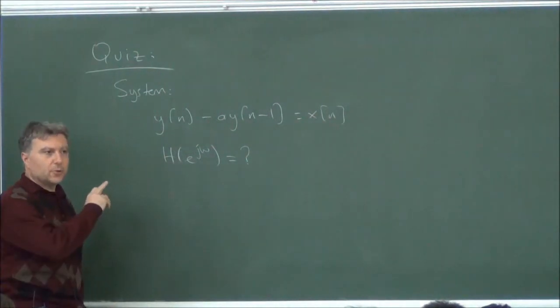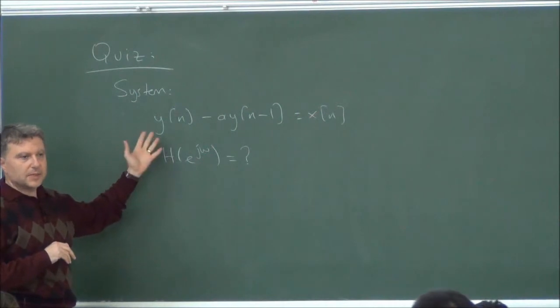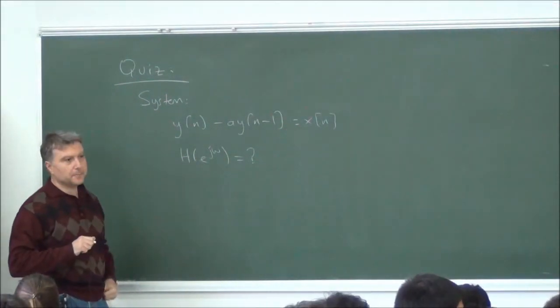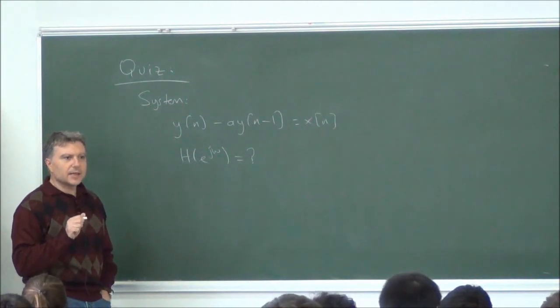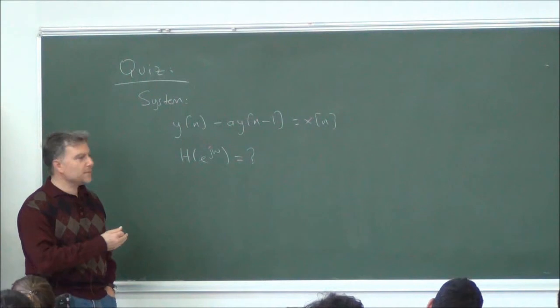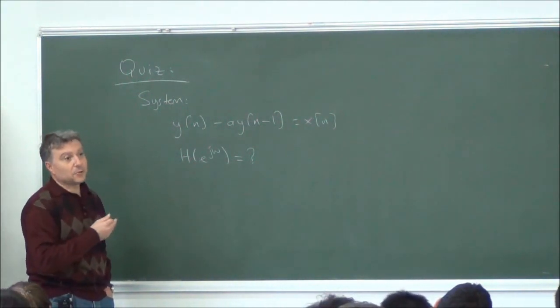Let me explain the quiz question. We have a discrete time system, whose input is x of n and output is y of n. And just like the differential equation form of continuous time systems, now I'm giving you a discrete time difference equation.